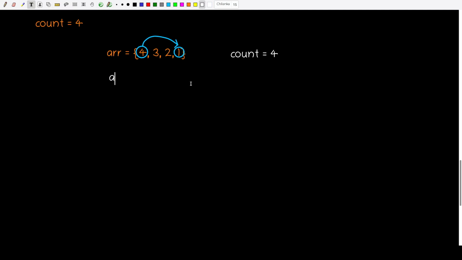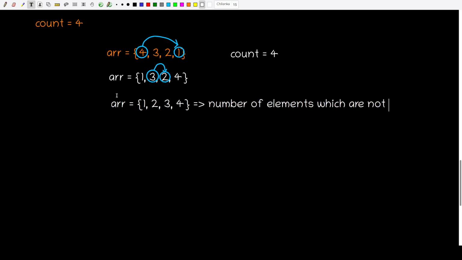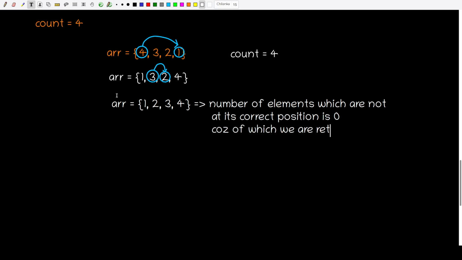So after swapping, the array looks something like this. Again, let us find out the element which is not at its correct position. So this is an element which is not at its correct position. We are going to move it to its correct position, which is this. So simply we are going to swap these two elements. Let us swap them, and after swapping the array looks something like this: 1, 2, 3 and 4. And after swapping, as we can see, the number of elements which are not at their correct position is 0, because of which we are returning true.